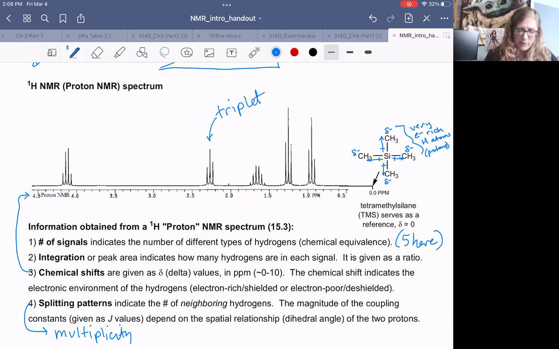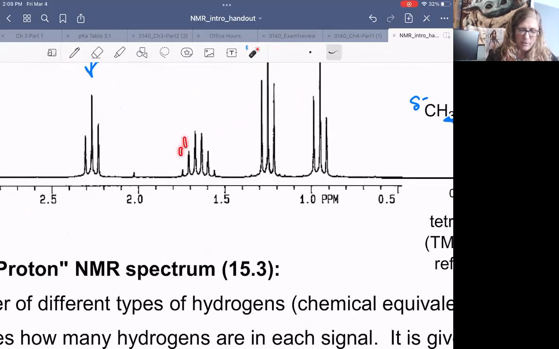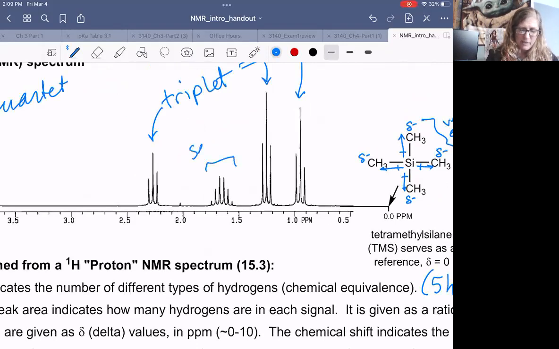And there's a few other triplets. This one is also a triplet. It has 1, 2, 3. And this also is a triplet. Notice the triplet is always going to have the same pattern, where we have 2 smaller peaks and then 1 middle peak that's much taller. Over here, this would be described as a quartet, because it has 4 peaks. That's its multiplicity. And this one down here, when we blow this up, we see we have 1, 2, 3, 4, 5, 6. So this is called a sextet.